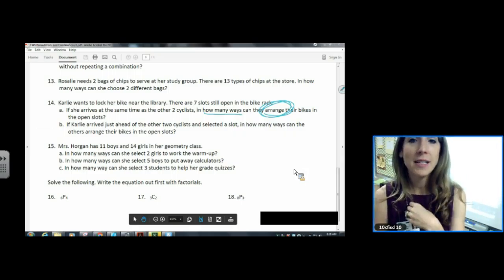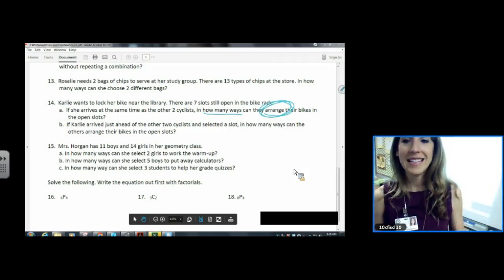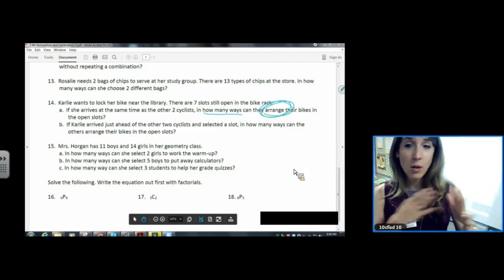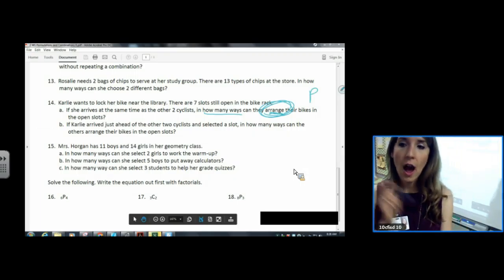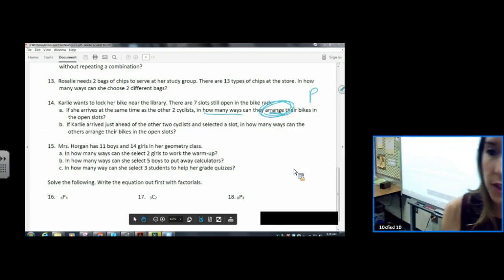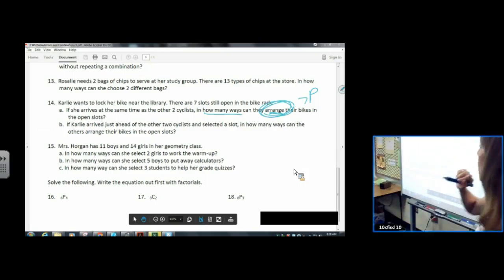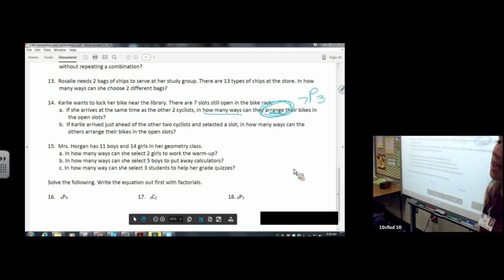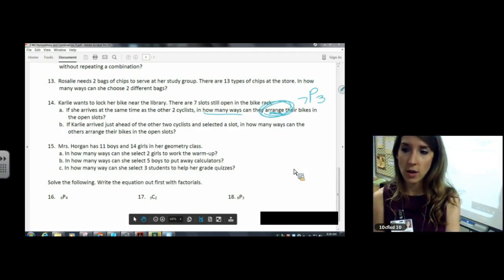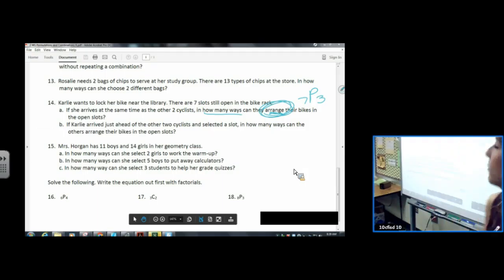So because I'm putting these bikes in order, because Carly, Ben, John is different than John, Carly, Ben in the order of their bikes, then because of this word arrange, automatically I know it's a permutation. I know order matters. Now, there's 7 slots still open. Carly arrives and 2 others. So we're arranging 3 bikes. 7 choose 3. 7 arrange 3. So that's a permutation. I'm not going to do the actual math.